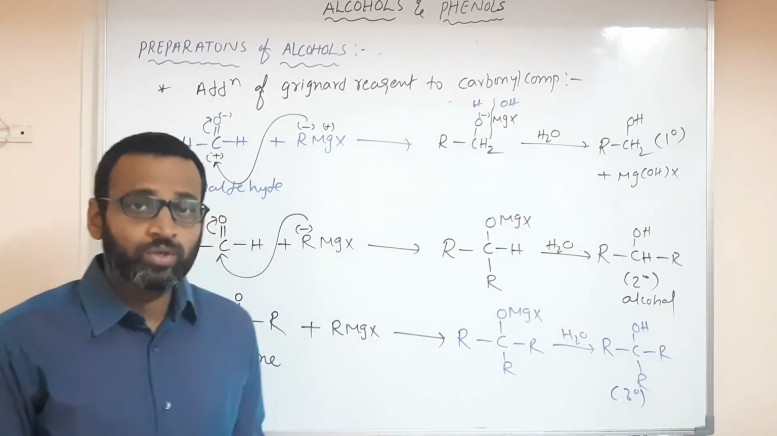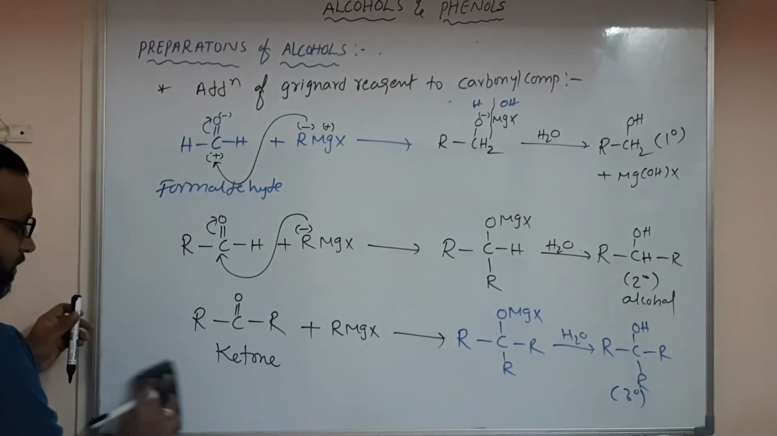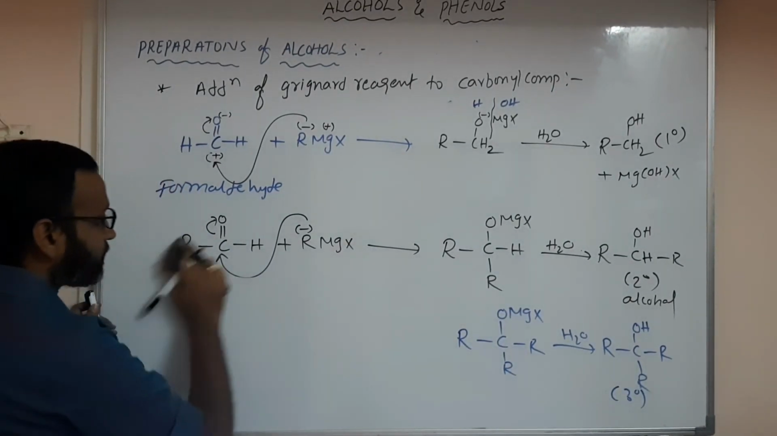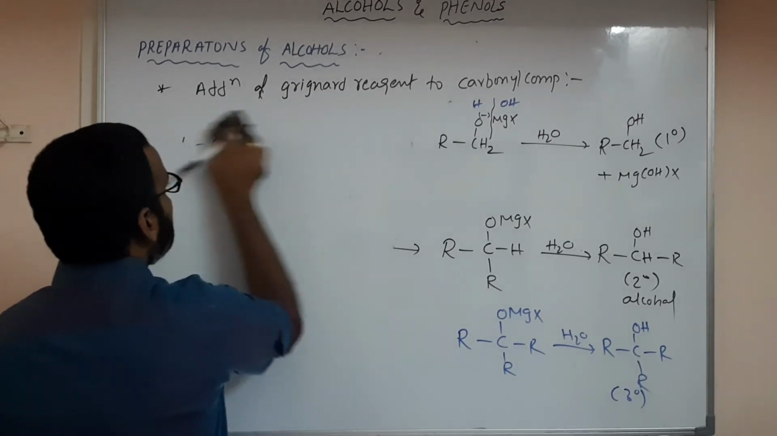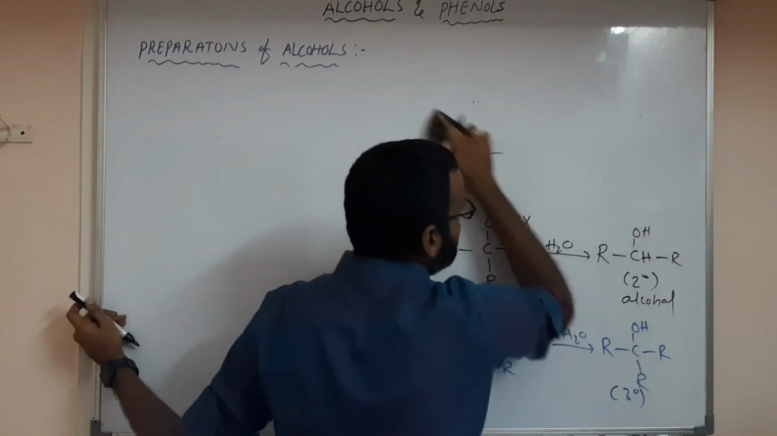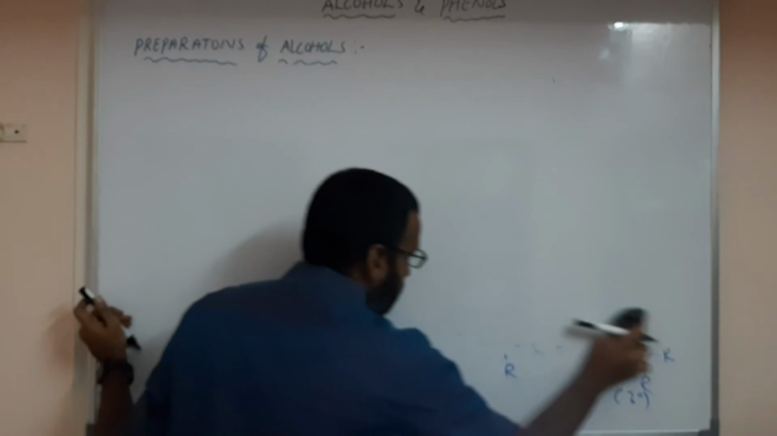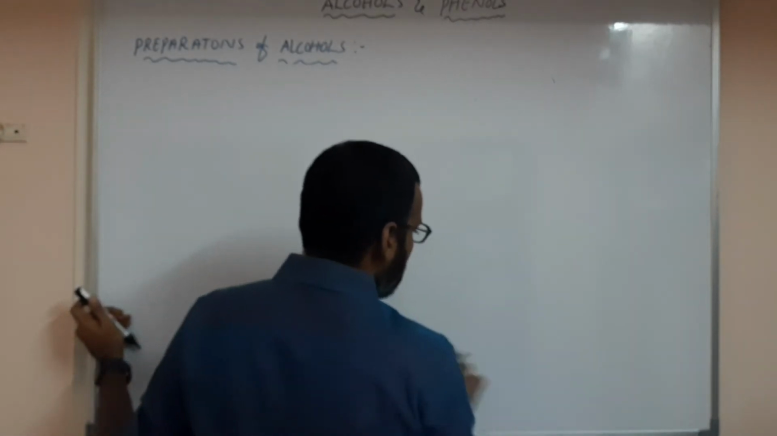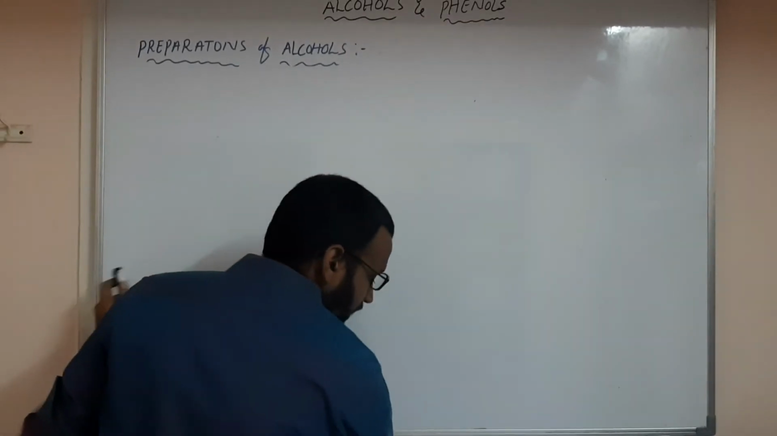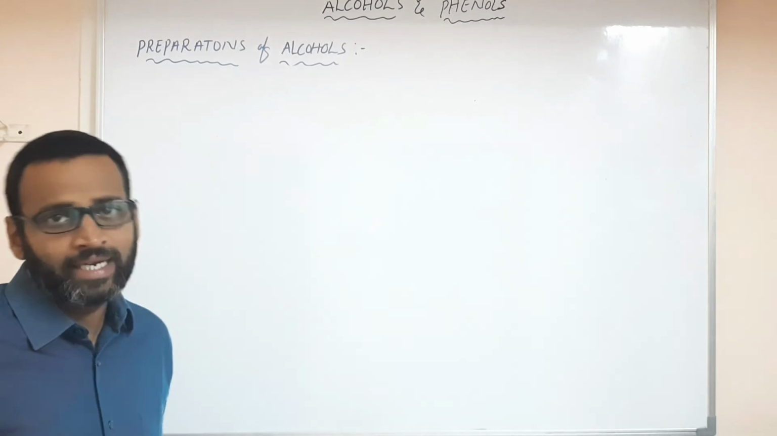These are the most important preparations actually. These all are very, very important. Please note it down. So what have we seen here? Formaldehyde with Grignard reagent gives primary alcohol. Can methanol be prepared? No. Second, ketones with Grignard reagent give tertiary alcohol. Any other aldehydes with Grignard reagent give secondary alcohol.